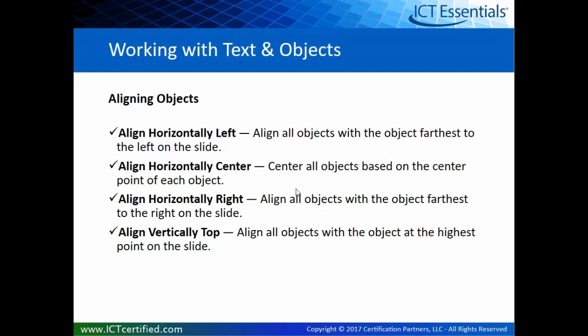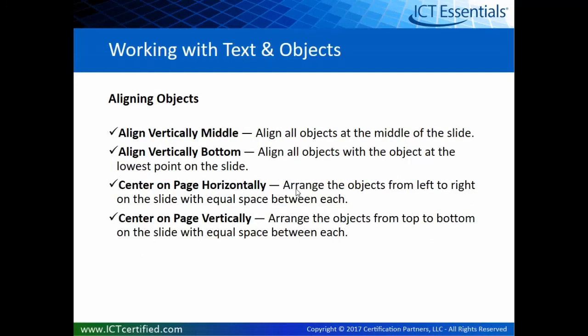Align vertically top. Align all objects to the object at the highest point on the slide. Align vertically middle. Align all objects at the middle of the slide. Align vertically bottom. Align all objects with the bottom at the lowest point on the slide. Center on page horizontally. Arrange the objects from left to right on the slide with equal space between each. Center on page vertically. Arrange the objects from top to bottom on the slide with equal space between each.